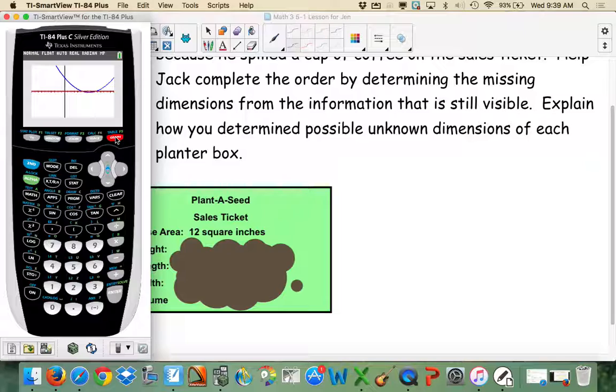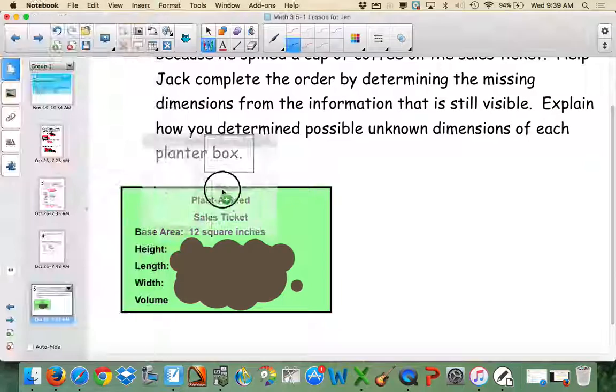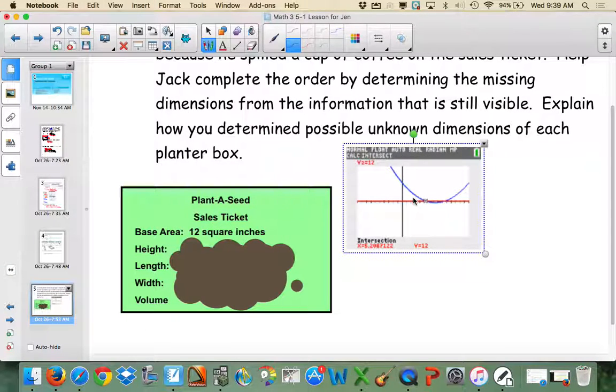All right, and I go to second, calculate, and I can go to intersect. That's 5, and I'm going to arrow over here to where it looks like they cross for the first time. I'm going to hit enter, and then enter again, and then enter one more time, and it's going to jump to that one, and it says 5.2 and 12. All right, so here's one possibility for this order.